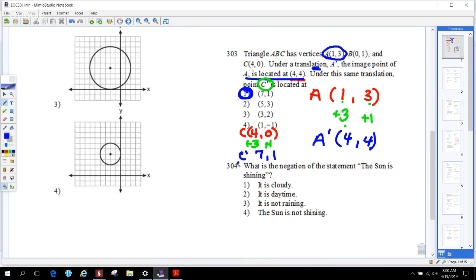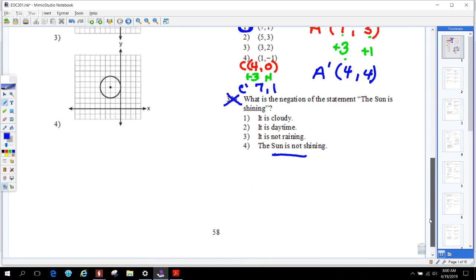You can cross out 304. We don't teach logic and geometry in Georgia. The negation of this though is the sun is not shining, which is true today for sure in Georgia.